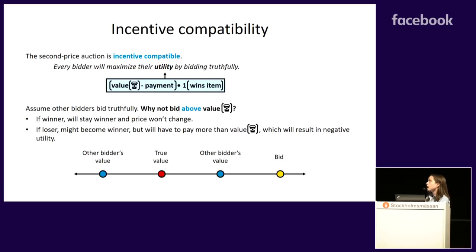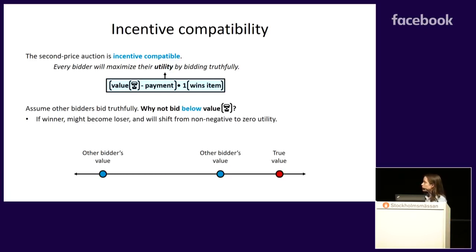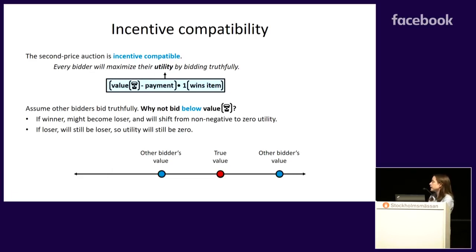Okay, so we've seen why I wouldn't want to bid above my own value. So why wouldn't I want to bid below my value either? Well, if I'm the winner, I may become the loser, but that means that I shifted from a non-negative utility to zero utility. So I have no incentive to do this. And finally, if I'm a loser and I shift my bid even lower, then I'm still going to lose. So I have no incentive to bid untruthfully in this scenario either. So we've seen I don't want to bid above my value, I don't want to bid below my value, so I might as well bid my own value.